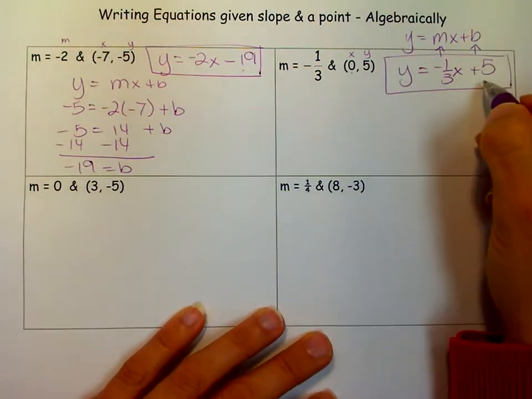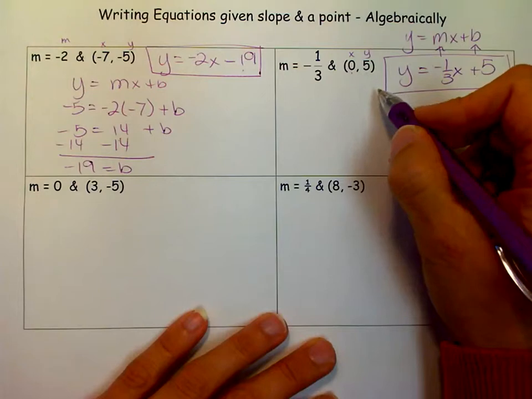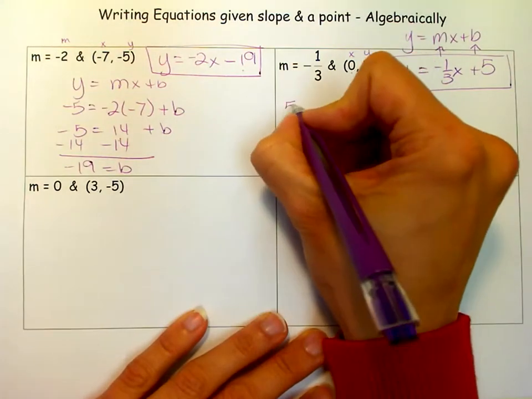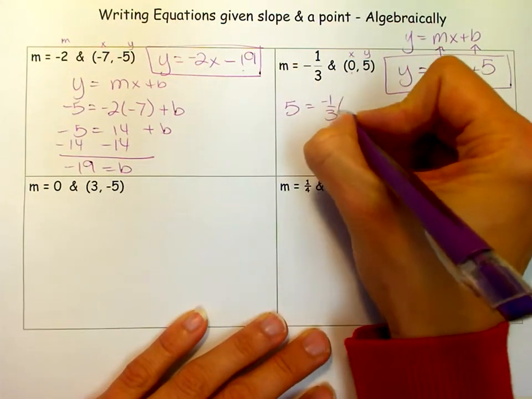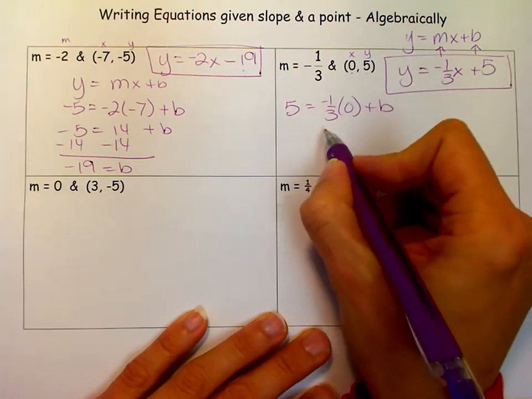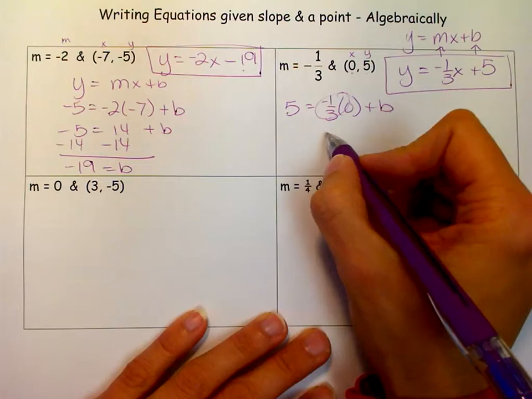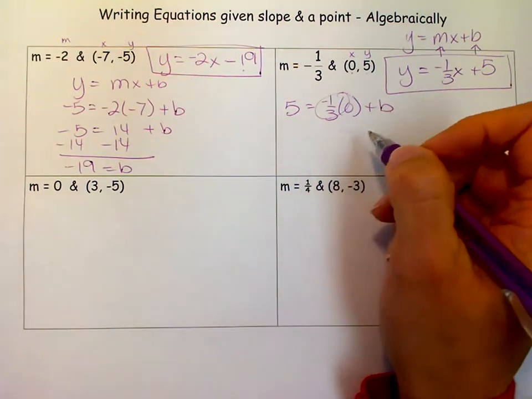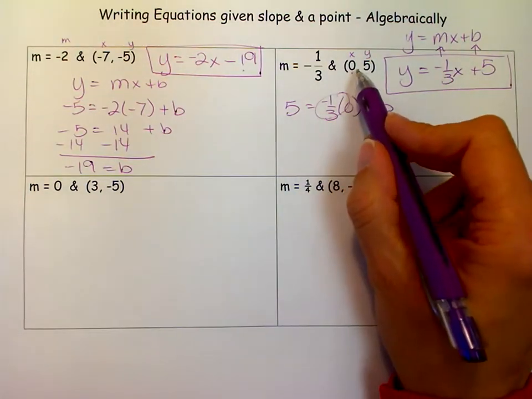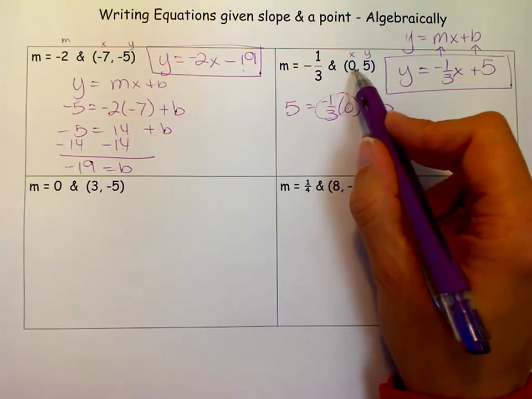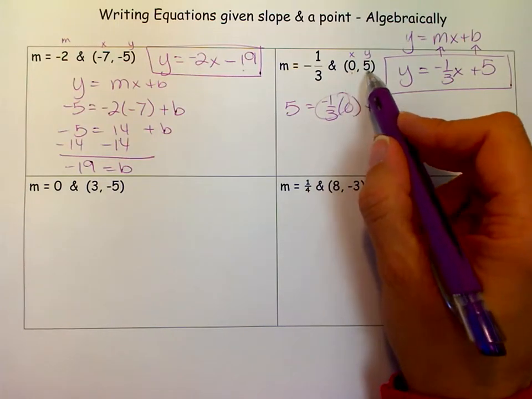Now, if you didn't notice that because you didn't check, you could still do it the way we did it over here and say 5 equals -1/3 times x plus b and solve for b. This is 0, and so b equals 5. I mean, you'd still get it, but it's easier if you take the time every time you have a point to see if the point is the y-intercept.